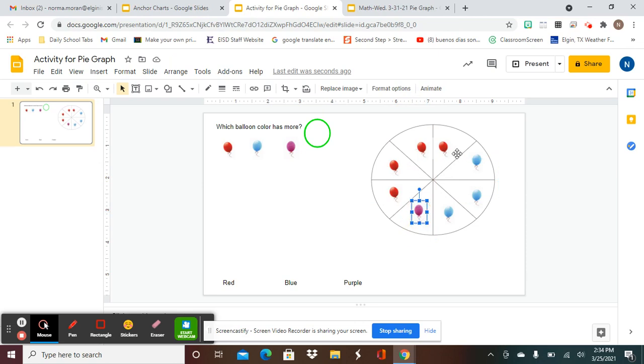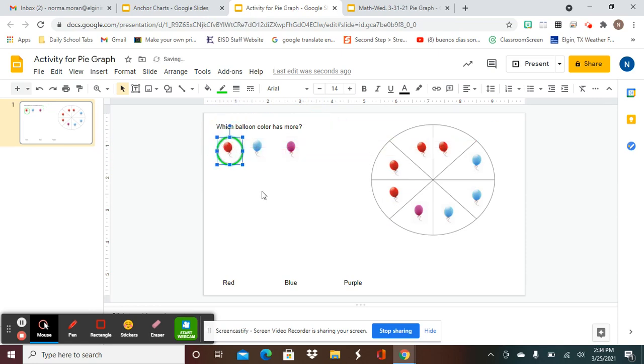So looking at our pie graph, I can tell that this one has more than this one. This one has 1, 2, 3 slices, and this one has 1, 2, 3, 4 slices. So this is a bigger part. So the balloon color that has more or the most is the red balloon. Okay, that's my question. Which balloon color has more? It's going to be the red balloon.